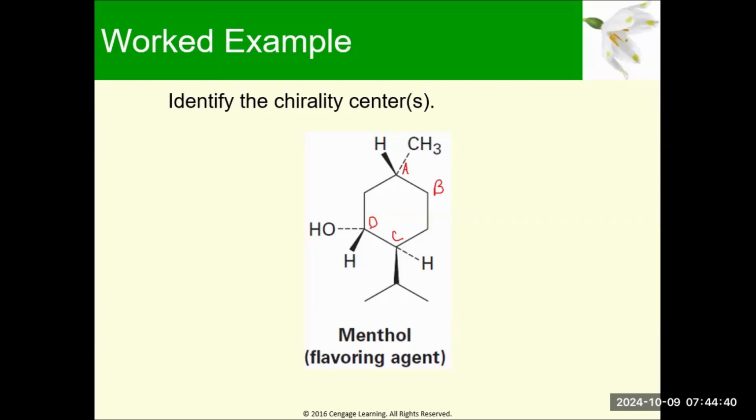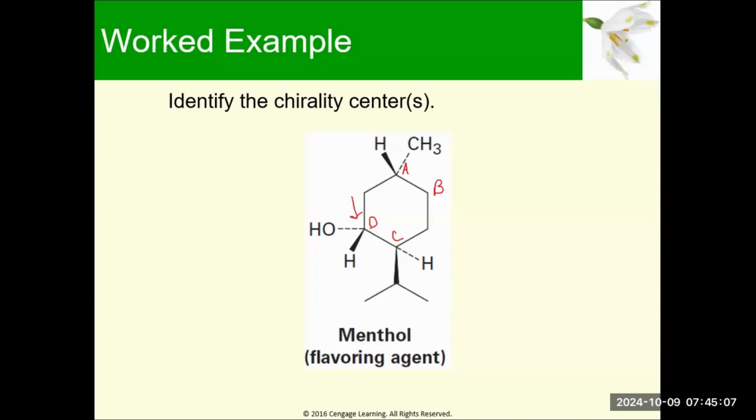All right, so if you notice with A, this carbon here is bonded to a hydrogen and a methyl group. If I go this way, I get to a CH2. And then if I keep going, I get to another CH2. If I go this way, I do get to a CH2. So far it is the same.